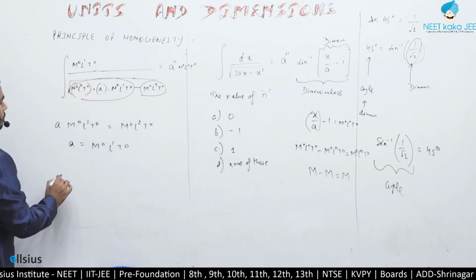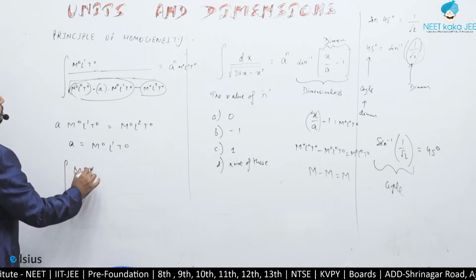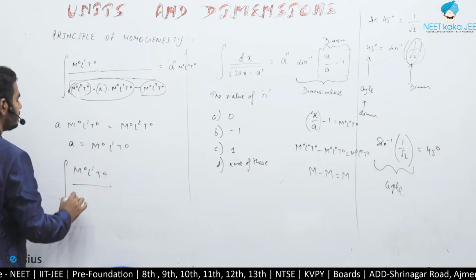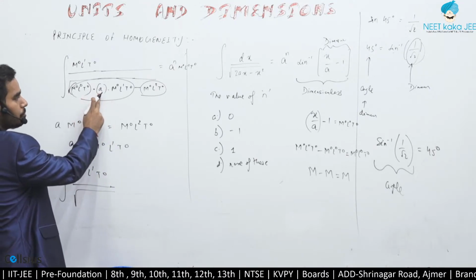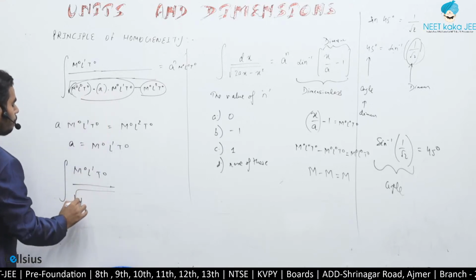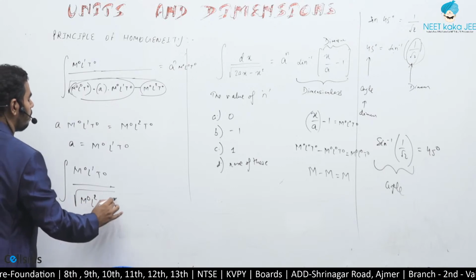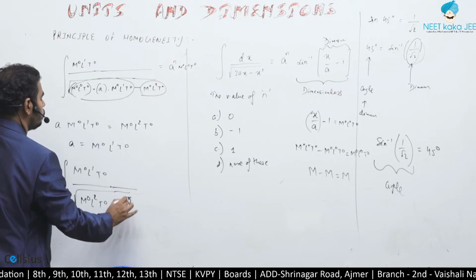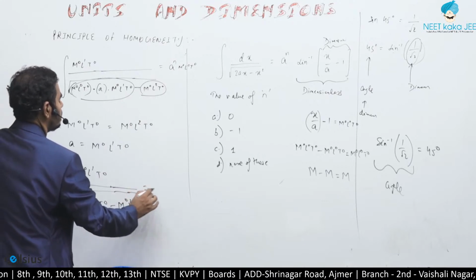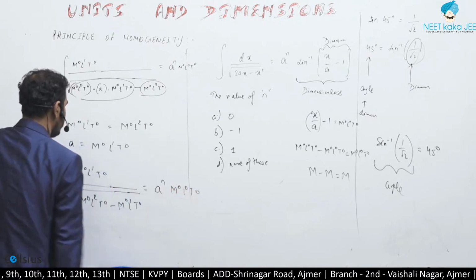So what is written now over here? It is written M⁰L¹T⁰ upon, inside under root, it is written, because a is also x only, so x into x is x square. So it is M⁰L²T⁰ minus, it is written again, x square is M⁰L²T⁰, and this is equal to a to the power n into M⁰L⁰T⁰.